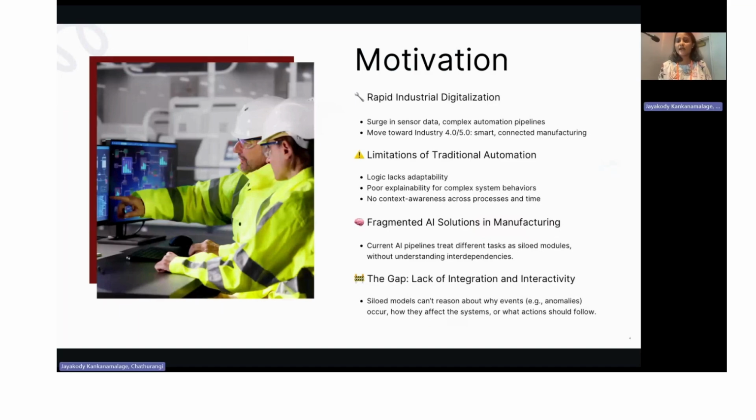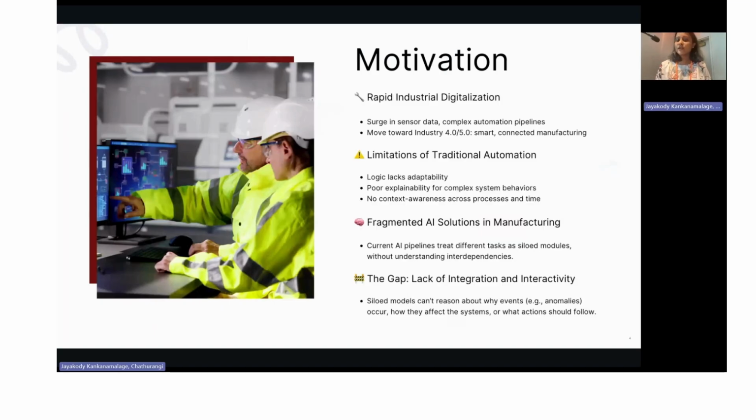So critically, they lack context awareness, meaning they don't reason across time, processes, or sensor modalities within manufacturing facilities. And also, on top of that, AI adoption in the current manufacturing field has been fragmented. Different tasks like anomaly detection, forecasting, and quality control are currently handled by isolated AI models that don't talk to each other. These systems treat each of these functions in a silo, and they ignore the rich interdependencies that exist in industrial environments.